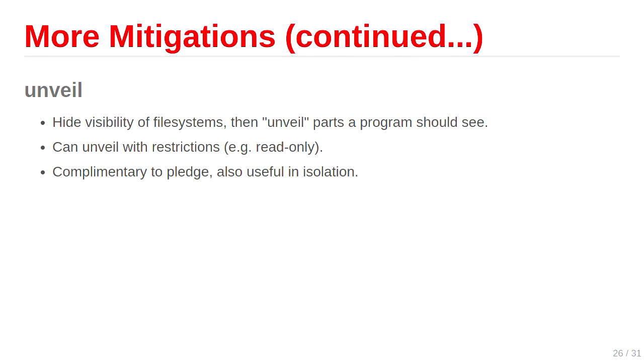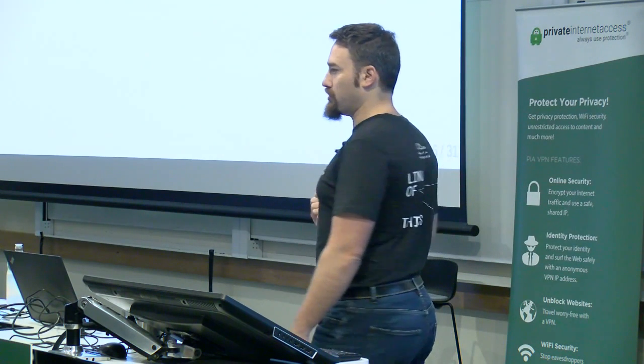Unveil's a more recent piece which is essentially complementary to Pledge, but also highly useful in isolation. And this basically hides the visibility of file systems. So we can say, okay, go and unveil. An initial call will simply mask the file system, and then we can say, look, make this file visible or make this directory visible. And we can also say, look, make this file read-only or make this file so that we can actually write to it.